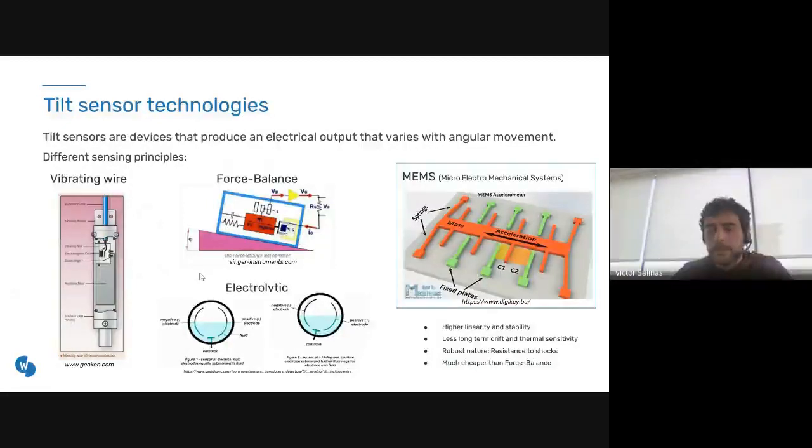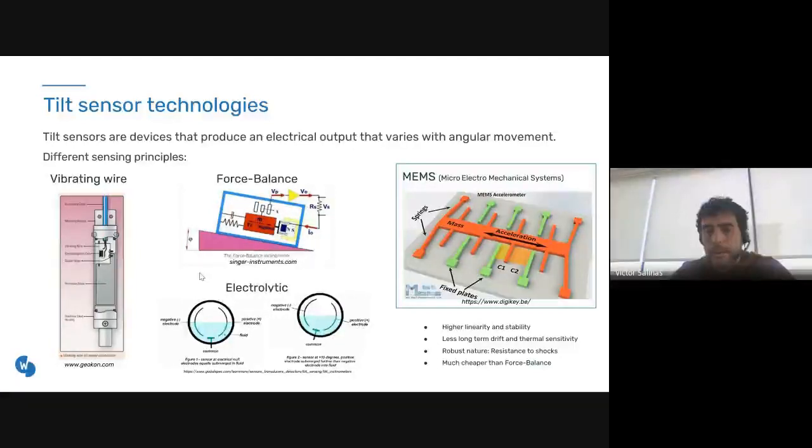For example, we have a tiltmeter based on a vibrating wire, where basically there is a mass which is perturbing the wire, and we are monitoring this wire to understand the frequency, and this frequency is related to the tilt of the device. Also, we have the force balance ones, where basically there is an accelerometer based on a spring connected to a mass, and the movement of the mass is related to the tilt. Also, we have the electrolytic ones, which are mainly two electrodes, one positive, one negative, partly submerged into an electrolytic fluid, and depending on the tilt of the device, one of the electrodes is more submerged than the other.